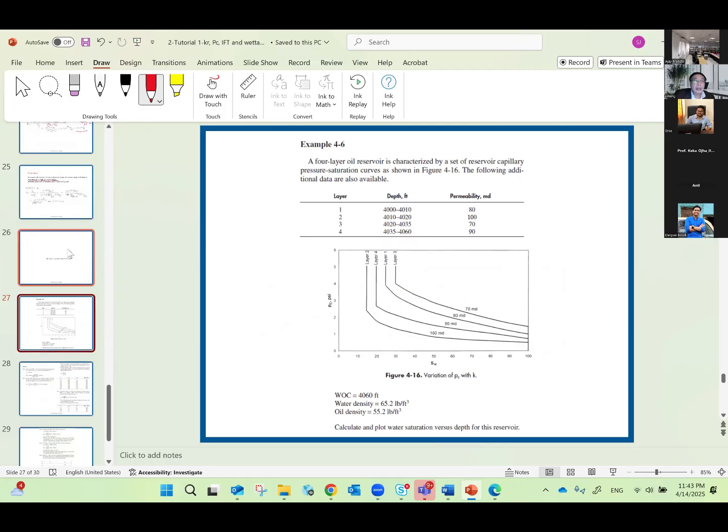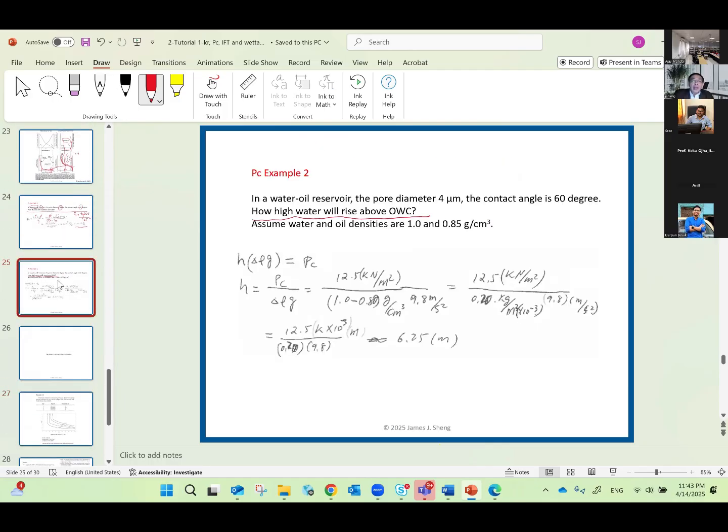So then let's say how to calculate the height. Again, I ask you to remember that capillary pressure has such a relationship with height. This height, PC, from the previous example, is 12.5. What is delta rho? Delta rho is 1 minus 0.85, then rho g. So finally we have 12.5 here, and here should be 80.